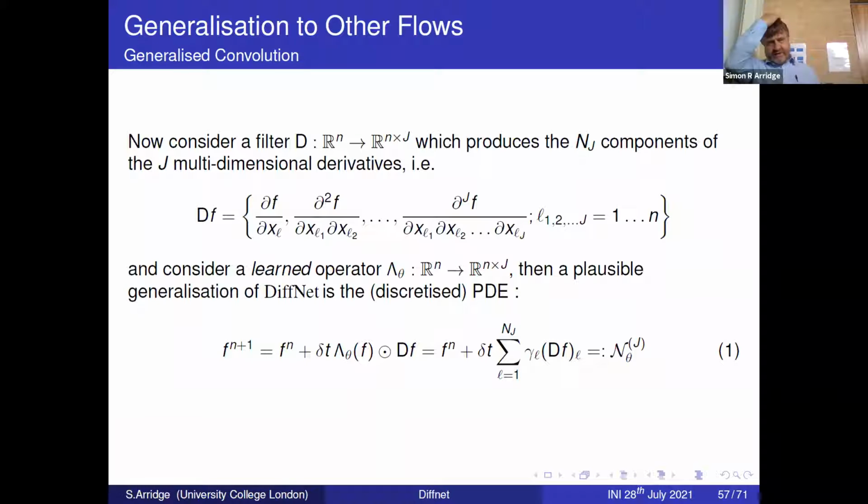But now let's think of it in terms of a network. So let's consider a filter operator which produces this jet of derivatives in all its multinomial factors. And now we consider a learned operator associated with each of these. So we could come up with this generalization which says that the incremental step is a time step times a set of weightings for each of these, and the summation of that over all of those variables will be the incremental step.